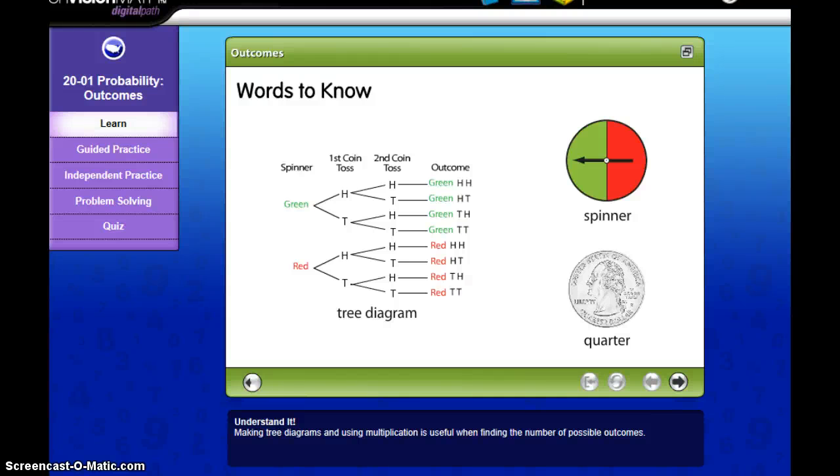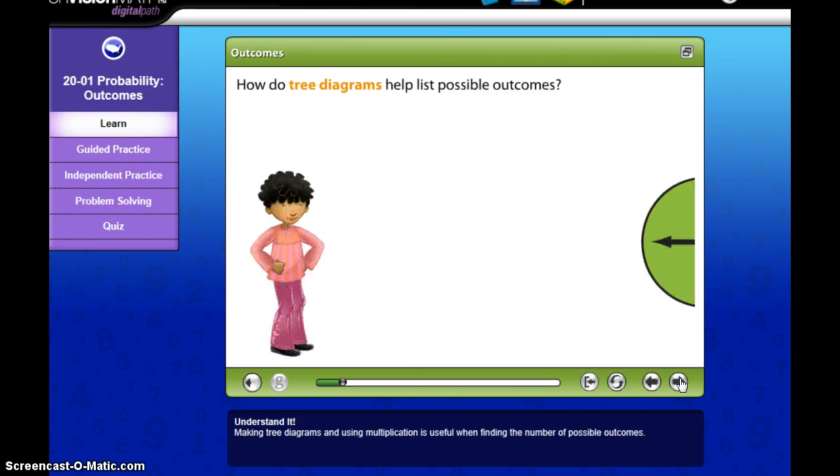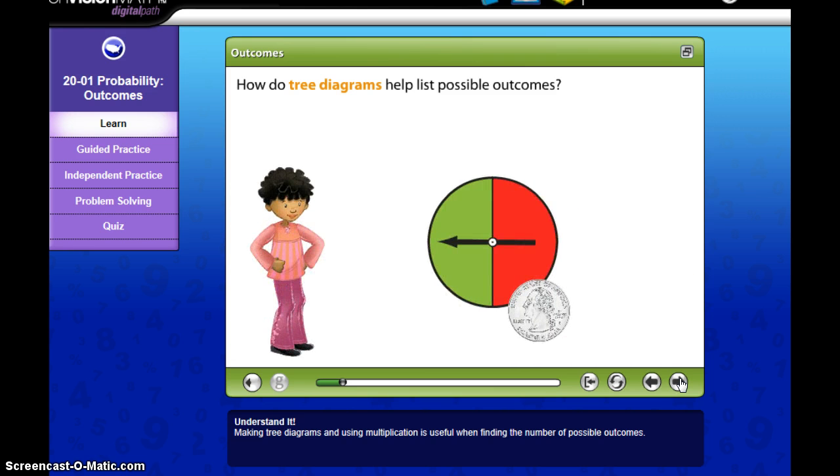Our lesson for today is on outcomes. An outcome is something that can happen during a certain event. So today we're going to learn about tree diagrams. A tree diagram is something that kind of resembles a V. It can be up and down, it can be sideways. But let's take a look at what our options are here.